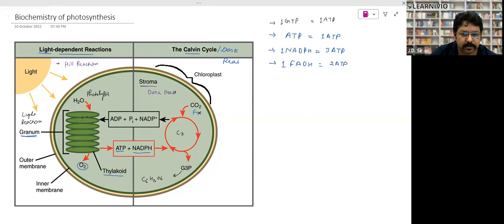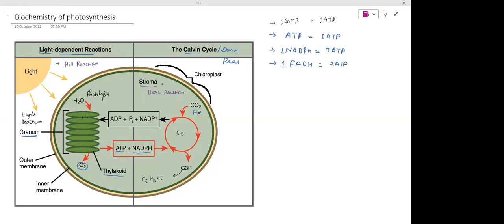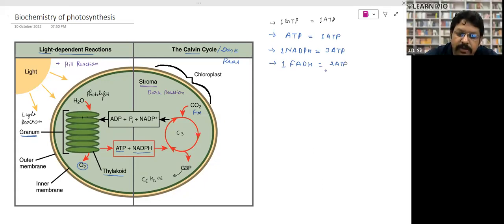Tell me, is it clear or not? If you have any doubt, please ask. Yeah, sir. Clear? And collectively, both are known as the photosynthesis.